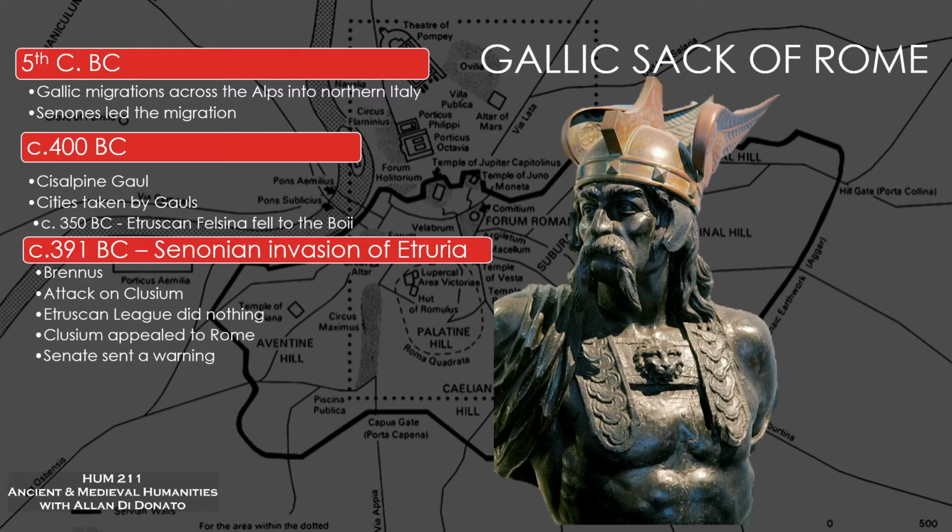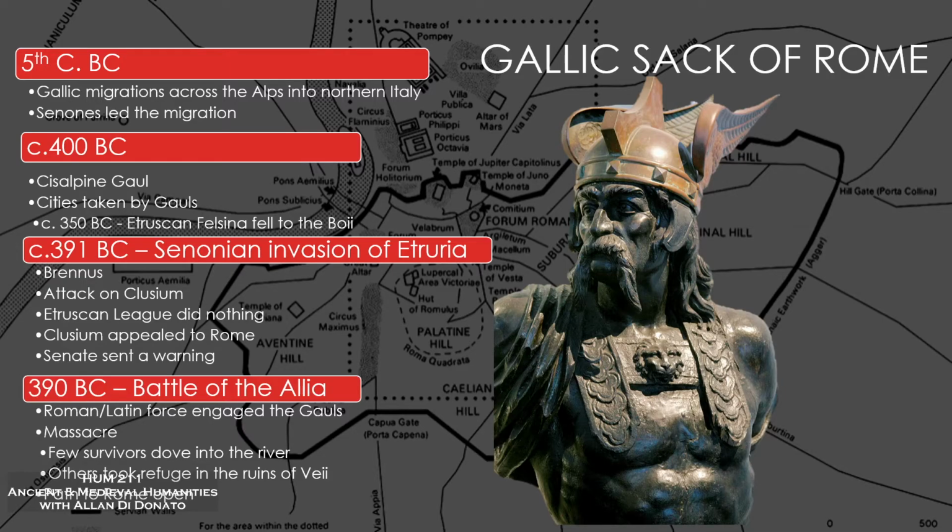In 391, the Senonian tribe invades Etruria under the command of a guy by the name of Brennus, attacks the city of Clusium, and again, the League of Etruscan Cities does not help the city of Clusium, so they appeal to Rome, a former enemy now needed for assistance. The Senate sends a warning to the Gauls, which is not heeded, and then the Senate ultimately sends an army.